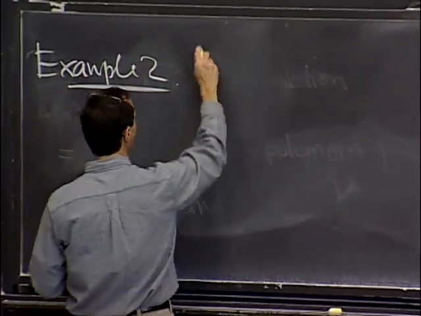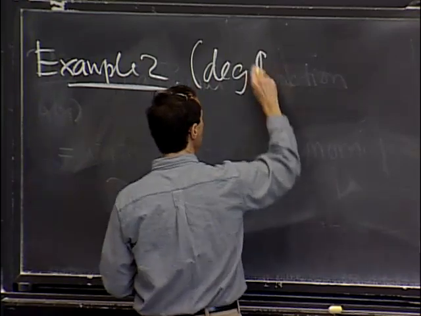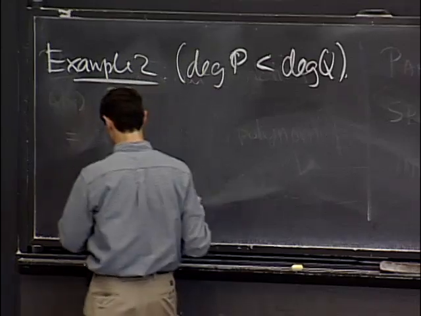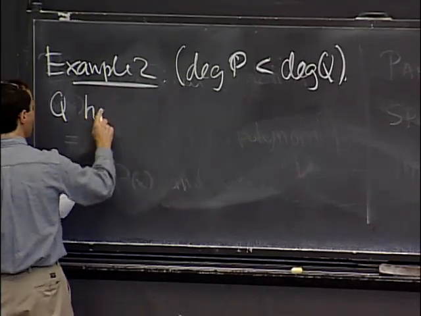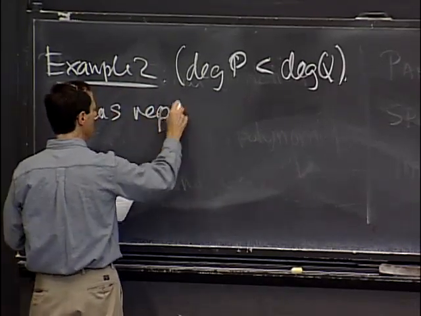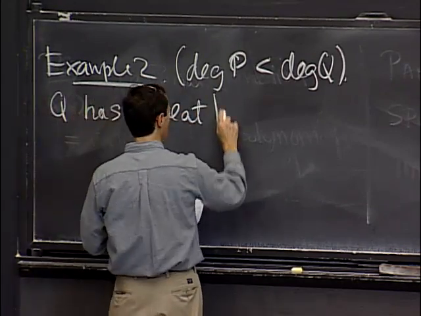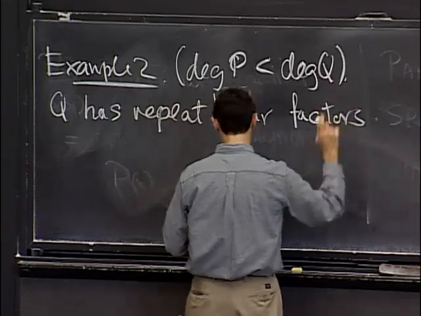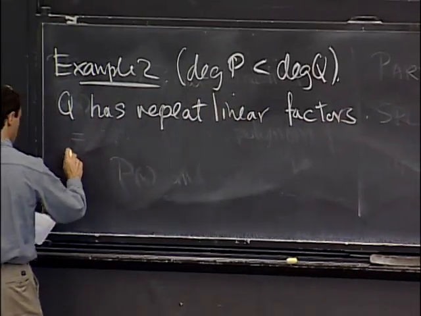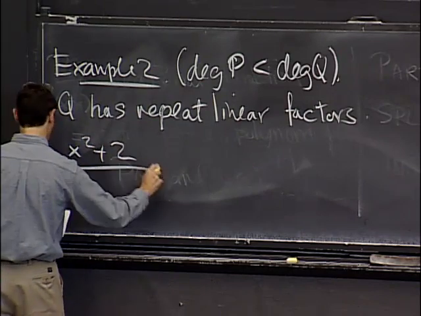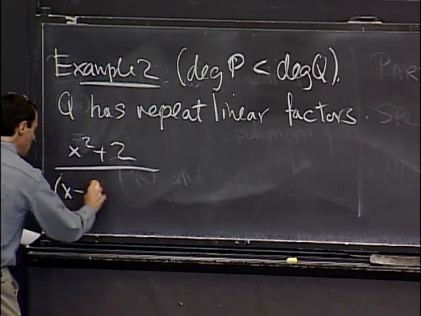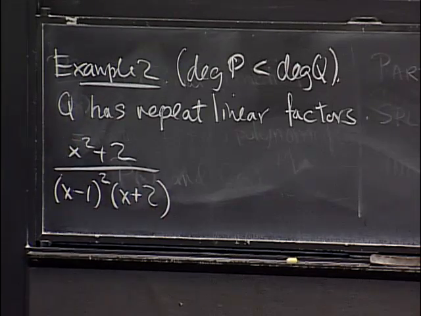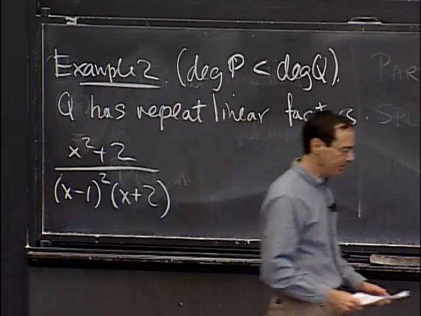And this is going to work when, you'll always need that the degree of the numerator is less than the degree of the denominator, and q has now repeated linear factors. So let's see which example I wanted to show you. So let's just give this here. I'll just repeat the denominator with an extra factor like this.